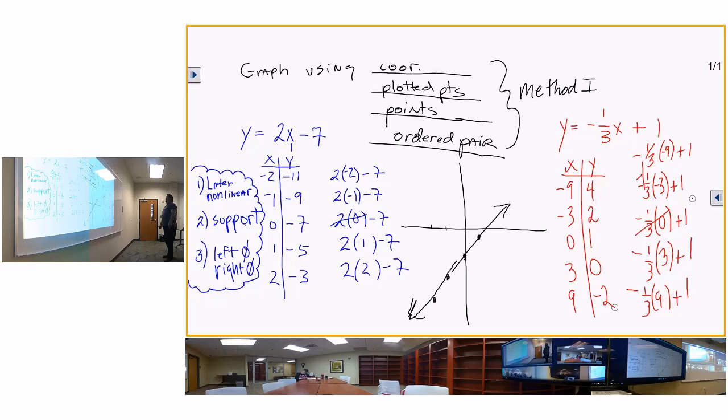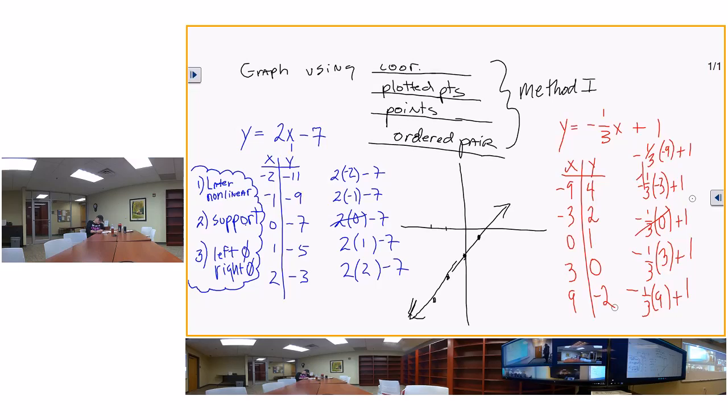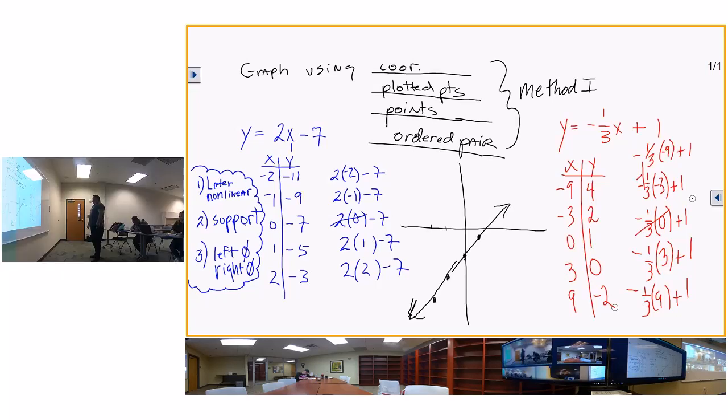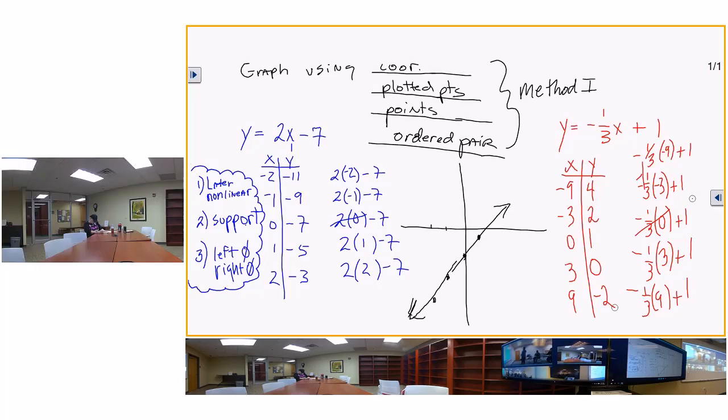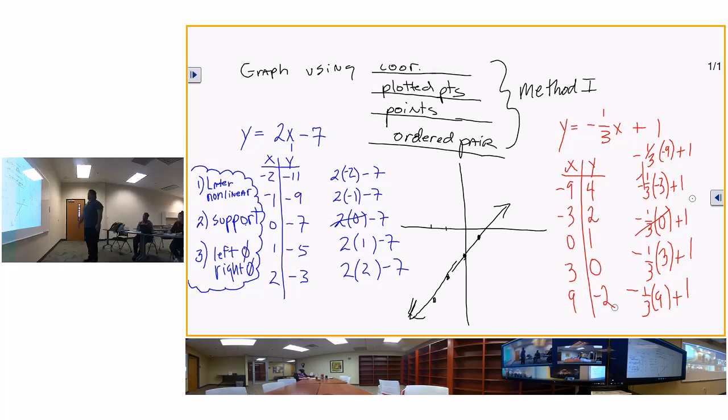Check my math there. Negative 9 over negative 3 is 3. 3 plus 1 is 4. Negative 3 over negative 3 is positive 1. 1 plus 1 is 2. 0 plus 1 is 1. It looks like something's wrong, but we're going to check it and see.